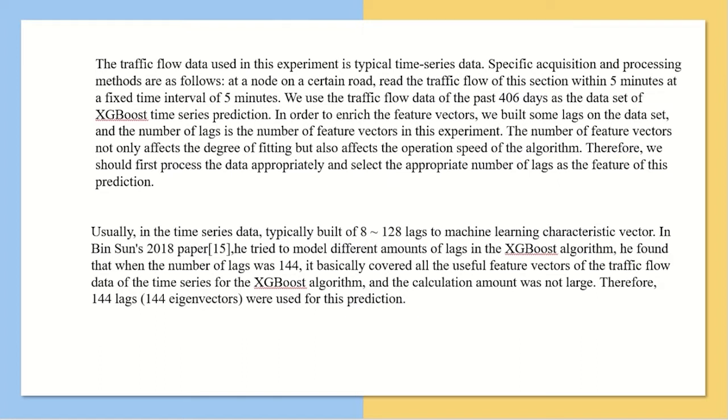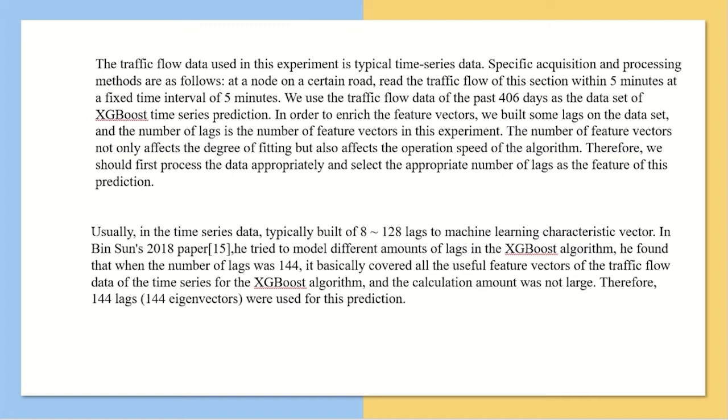In order to enrich the feature vectors, we built some lags on the dataset, and the number of lags is the number of feature vectors in this experiment. The number of feature vectors not only affects the degree of fitting, but also affects the operation speed of the algorithm. Therefore, we should first process the data appropriately and select the appropriate number of lags as the features of this prediction. Usually in the time series state, typically 128 lags are built as the machine learning feature vector.